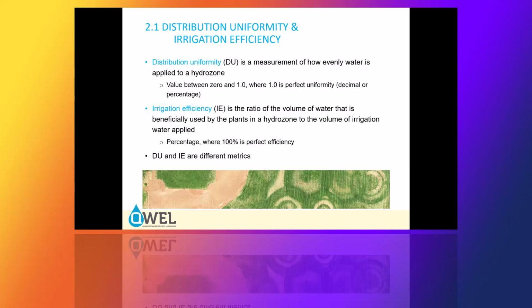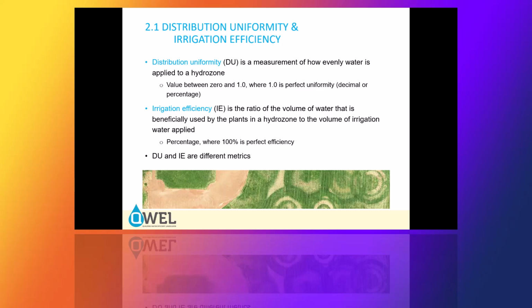Irrigation efficiency, i.e., is the ratio of the volume of water that is beneficially used by the plants in a hydrozone to the volume of irrigation water applied. So let's think about that again. It's the ratio of the volume of water beneficially used by the plants to the volume of irrigation water applied. If there was 100% efficiency, it would mean that all the water that is applied is used directly by the plants. That's not likely either with our irrigation system.